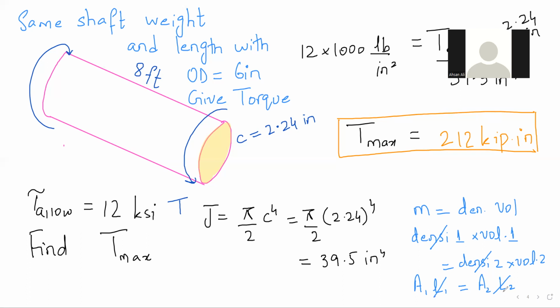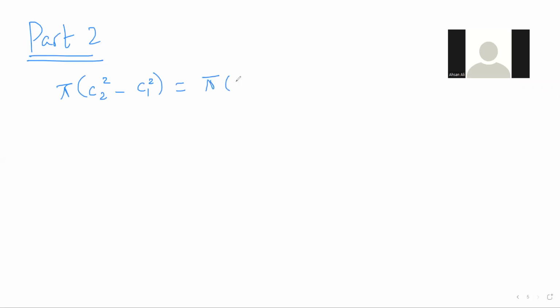We're supposed to find the inner radius. This is my part 2. Okay, please do not be confused. I will start again. Pi times C2 power 2 minus C1 power 2 equal to pi times 2.24 power 2. Are you sure? Okay, yes, C is radius. So C2 is 3. Okay, thank you. So I will have minus C1 power 2 equal to 2.24 power 2. And C1 is 1.996. Yes, 1.996. Thank you.